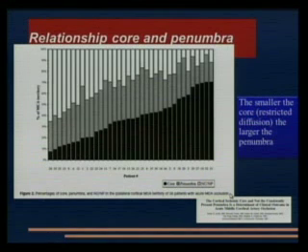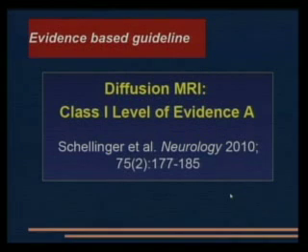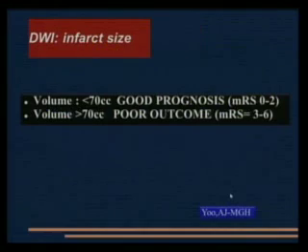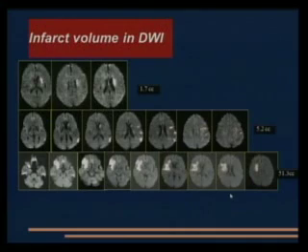So the thing is, diffusion is class 1, level of evidence A. If the core, that is the DWI, is less than 70 cc, there is good prognosis. And if the volume is more than 70 cc, the outcome is poor. Why? Because it means that the collaterals are really good.